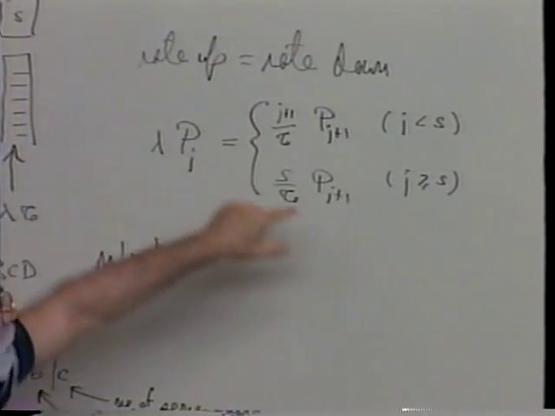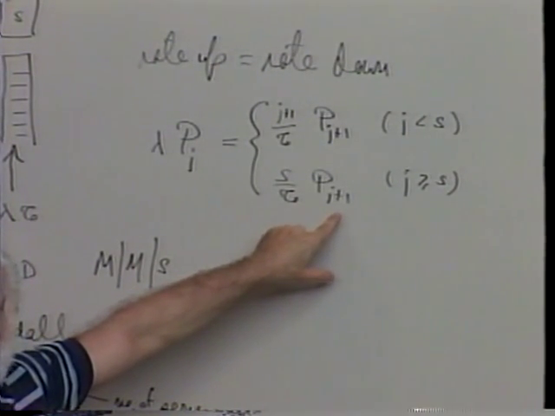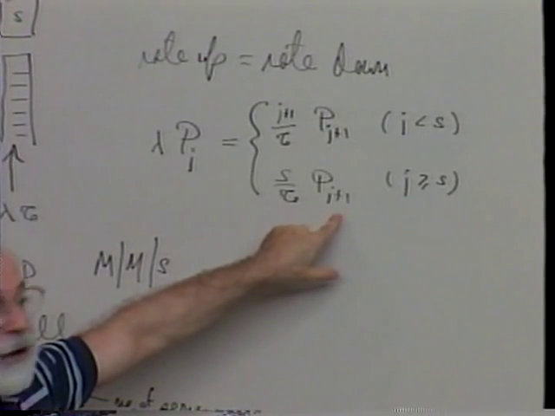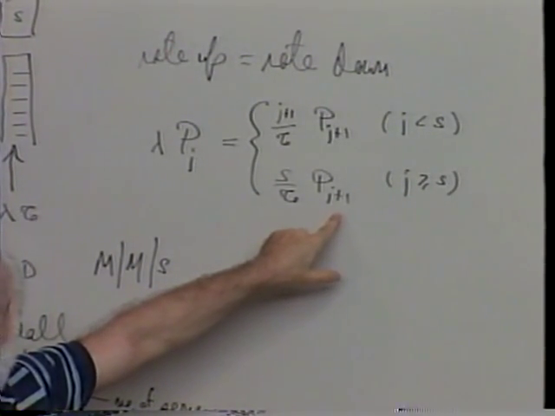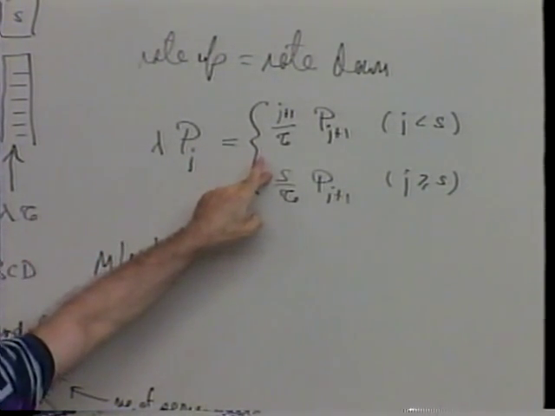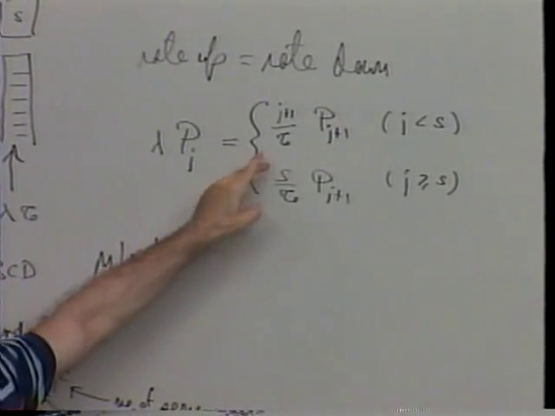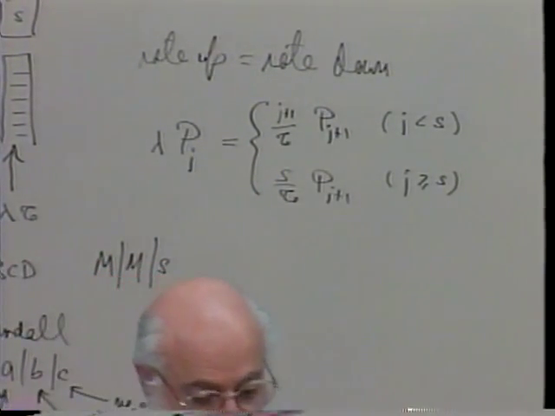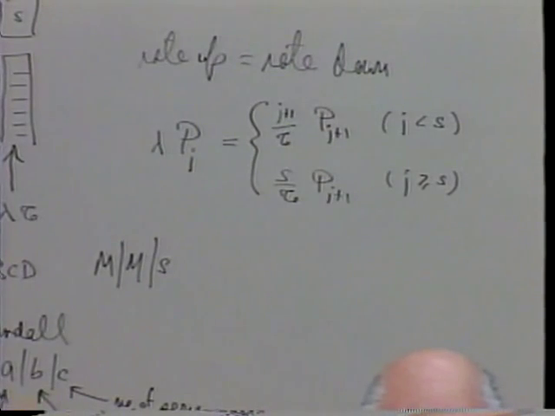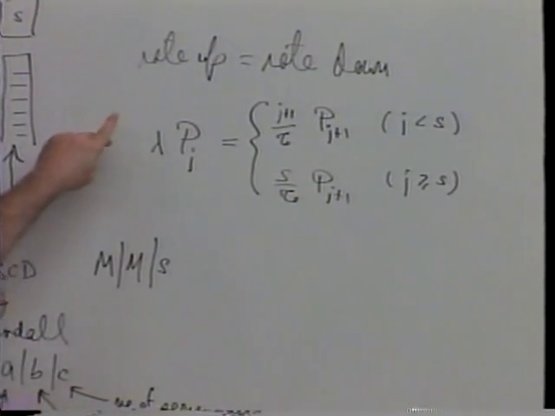If j plus 1 is s or more, then that means that s customers are in service and the remaining customers are on the queue. And if s customers are in service, then the service completion rate is 1 over tau times s, the number of customers in service. In fact, where I am in the textbook is page 90. There, things are written a little bit differently, but basically it's the same thing.